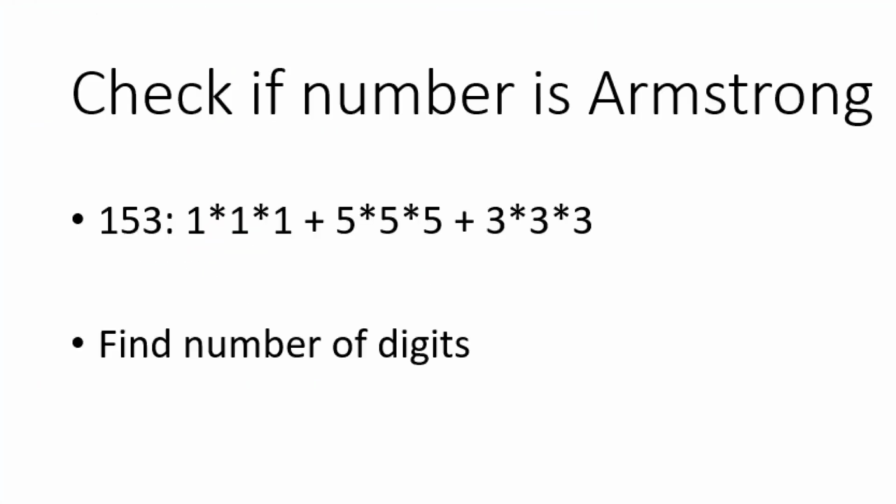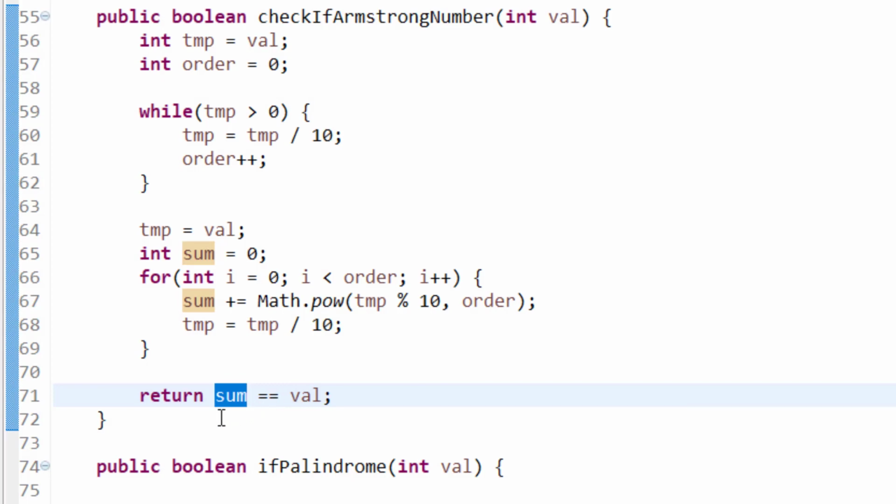As you have seen, first we checked the remainder by 10, which is 3, so 3 to the power order, which is 3, plus then 5 to the power 3, plus 1 to the power 3, and at the last our temp becomes 0. Then we check whether this number equals the original or not. So this was the basic problem, not a tough one. We are simply raising each digit to the power of the order and checking at the last.